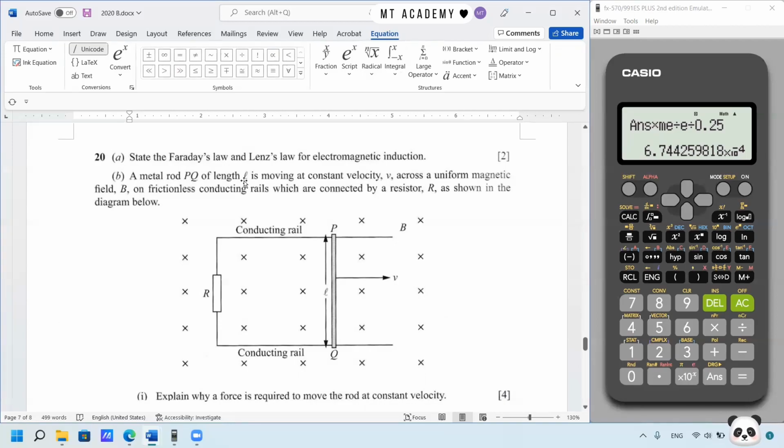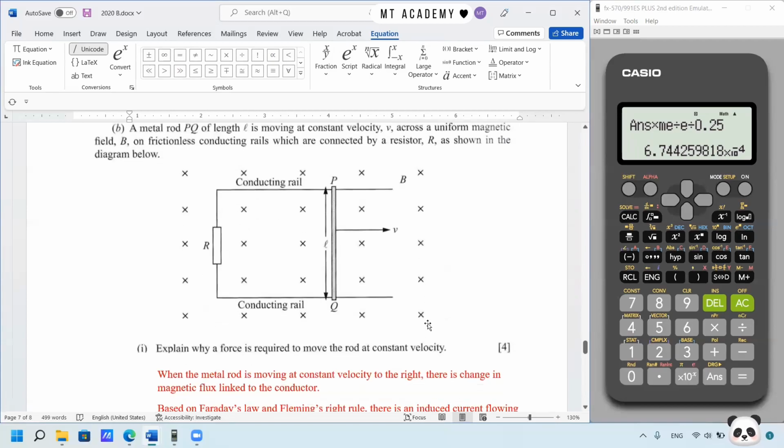A metal rod PQ of length L is moving at constant velocity across a uniform magnetic field B on frictionless conducting rails which are connected by a resistor R, as shown in the diagram. Explain why a force is required to move the rod at constant velocity. So let's read through the answer.